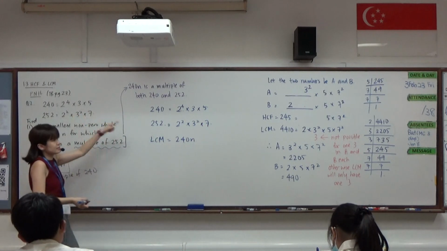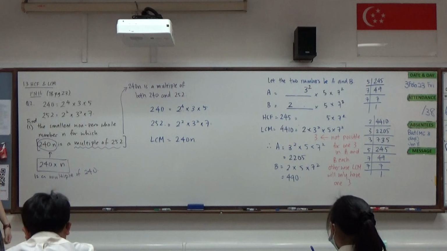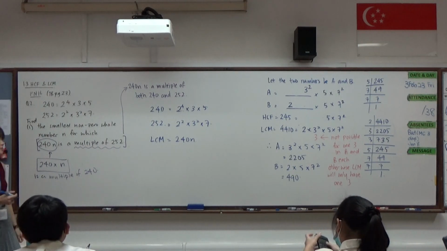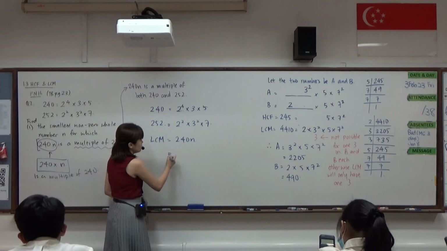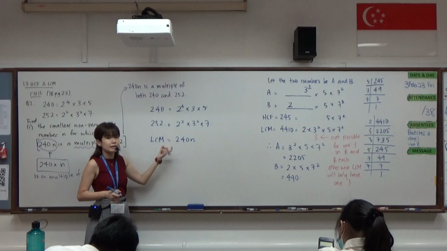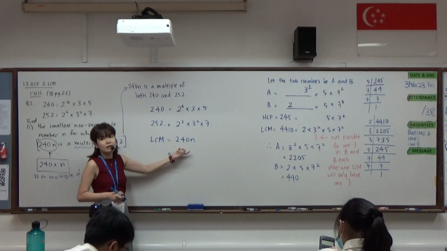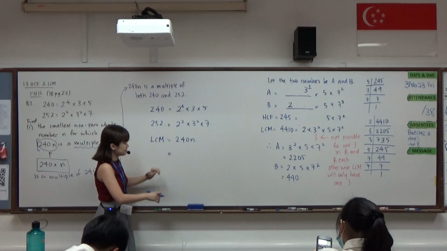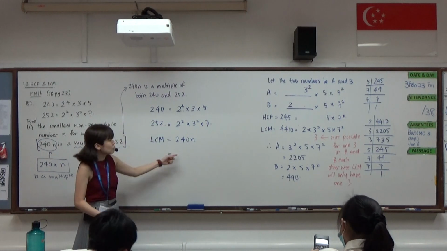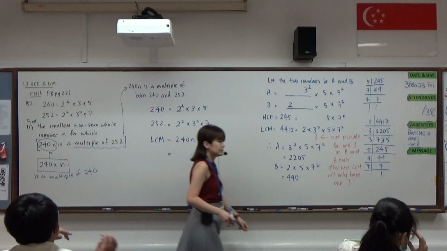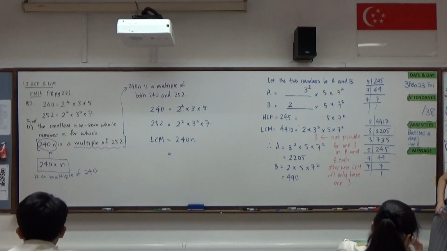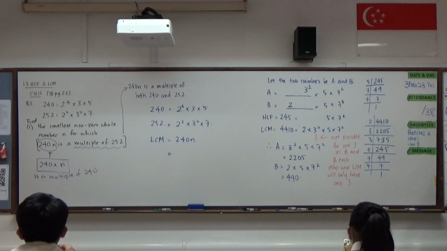Okay, expressed for us in prime factors already. So we want to know how this 240n comes about. Let's just ignore this part first. We go through our process to identify the lowest common multiple. So what is the first thing that comes in our lowest common multiple?